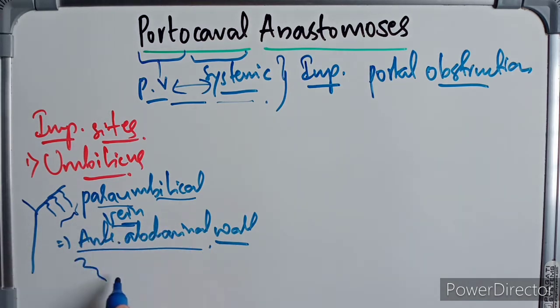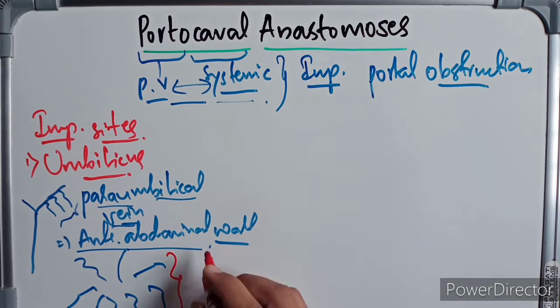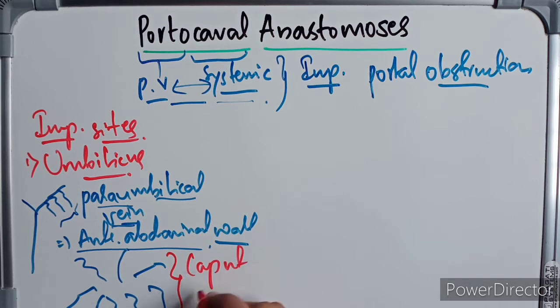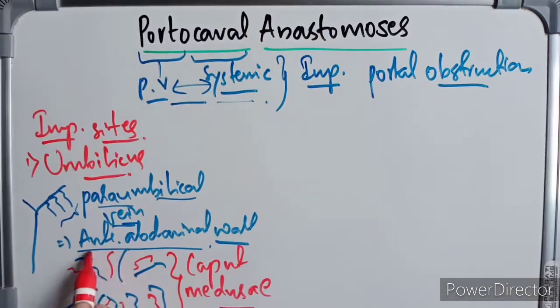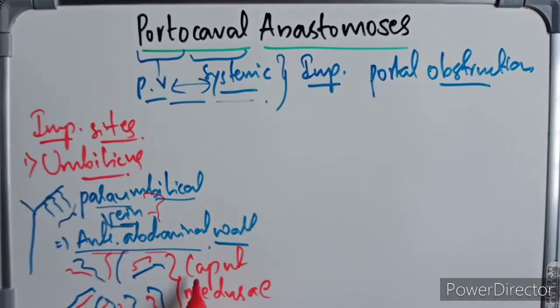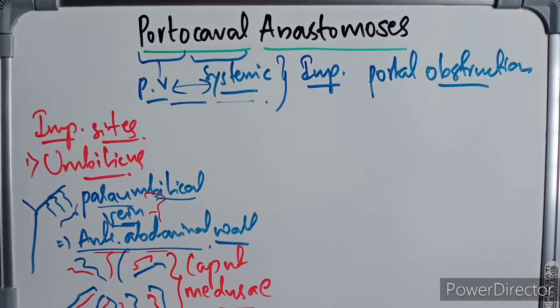They will become distended and tortuous like this upon portal obstruction, and clinically this is known as the caput medusae, because they look like the head of the Medusa in Greek mythology. So upon portal obstruction, the anterior abdominal wall veins, the para-umbilical veins, become distended and tortuous to form the caput medusae.